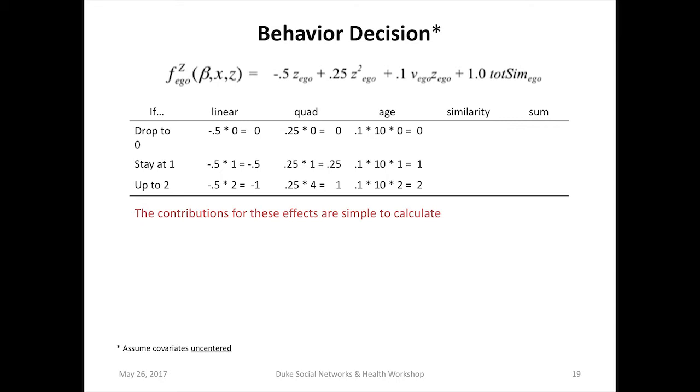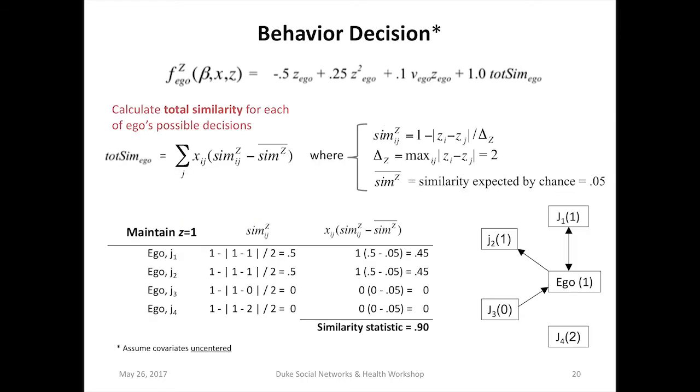The similarity effect is where it starts to get tedious. I've got an example of what that might look like, this total similarity effect. This is how ego is considering all of the alters. We calculate the similarity between i and each j, and that similarity itself is the absolute difference, divided by the maximum range of observed difference, and subtracted from 1. What this does is take that difference and put it on a scale from 0 to 1 and flip the direction, so that 0 is maximum dissimilarity and 1 is maximum similarity.